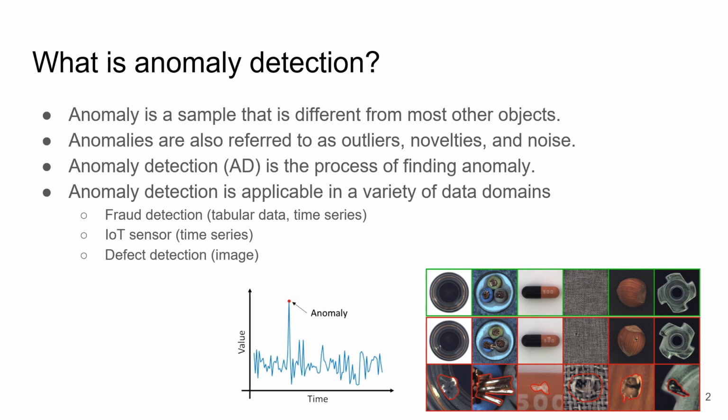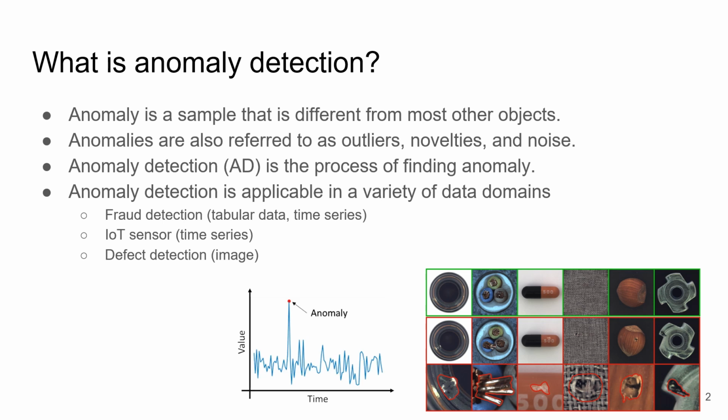Anomaly detection is applicable in a variety of data domains, like tabular data, time series, and images. For example, fraud detection finds crime from tabular records. Most records are normal transactions, and only a small fraction of records belong to fraud. Another example is detecting anomalies from IoT sensor data. Sensor data is a time series, so we need to find anomalies from its time domain, its time neighborhood.